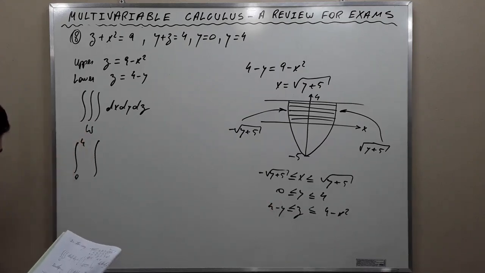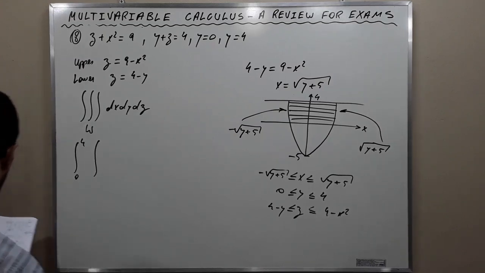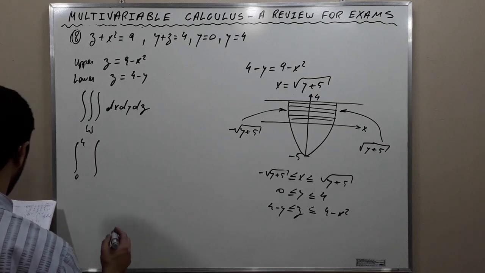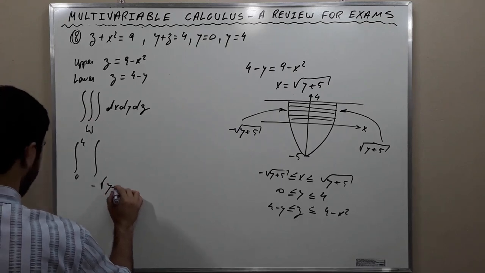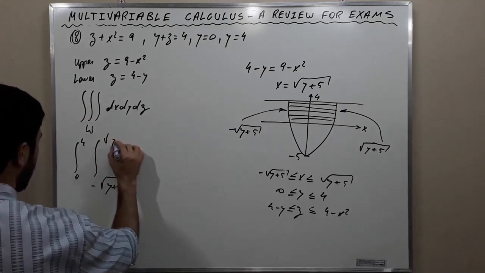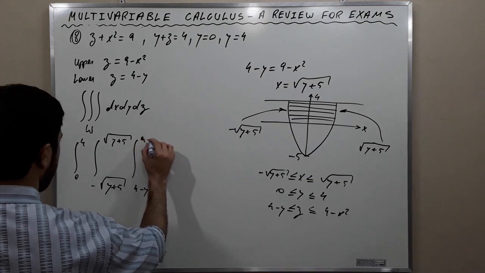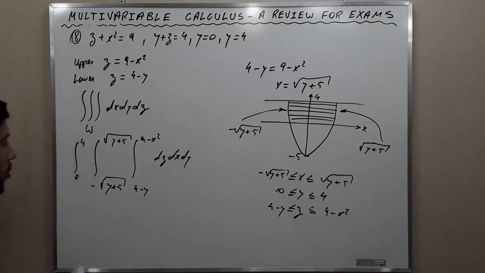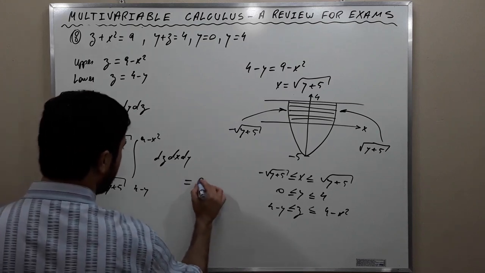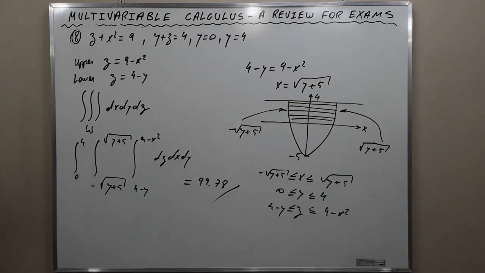Okay? And in this way we integrate last in y, we integrate second in x. X varies from negative square root of y plus 5 to square root of y plus 5, and z from 4 minus y to 9 minus x squared, dz, dx, dy. So this is the order of integration, and if we conduct this, we discover that it is 99.78. Okay, this is the result of exercise 8.